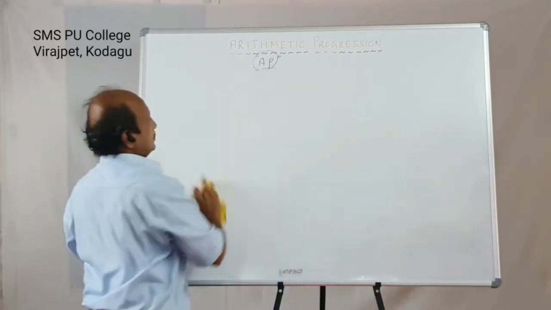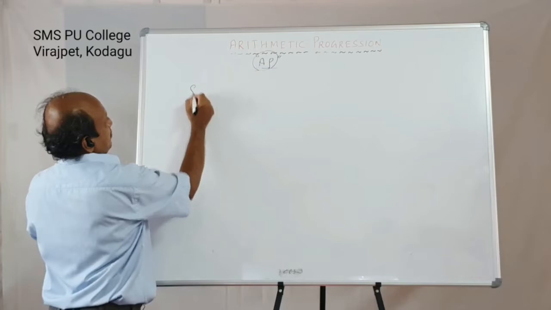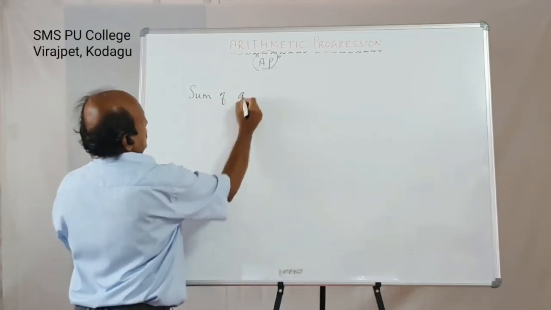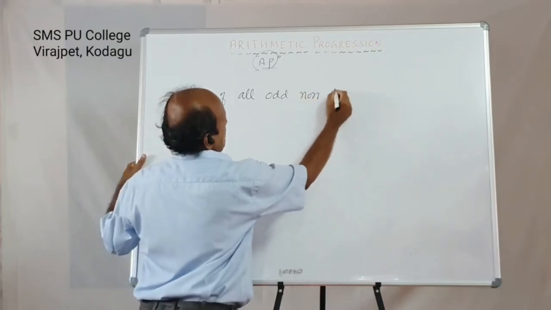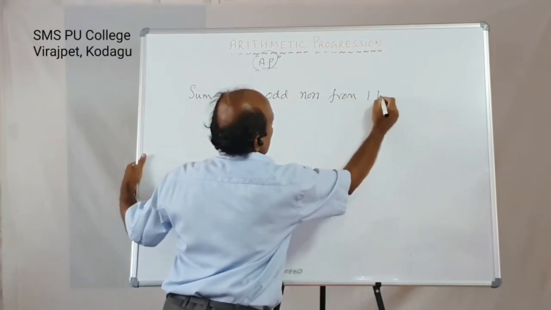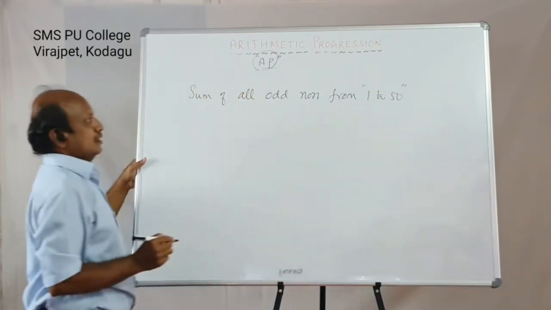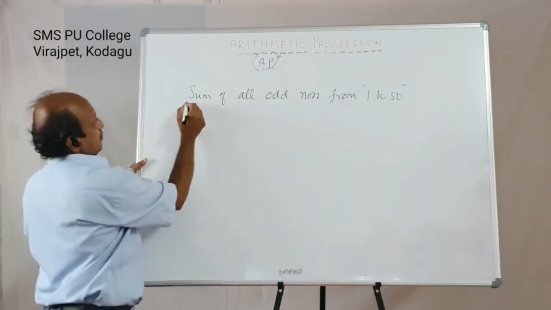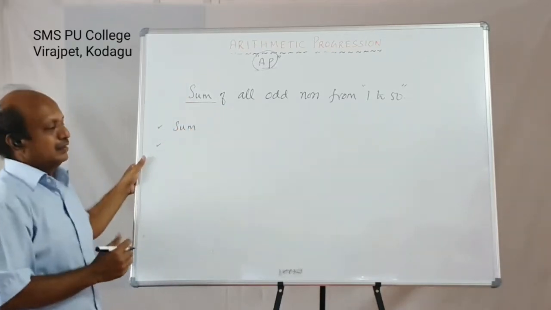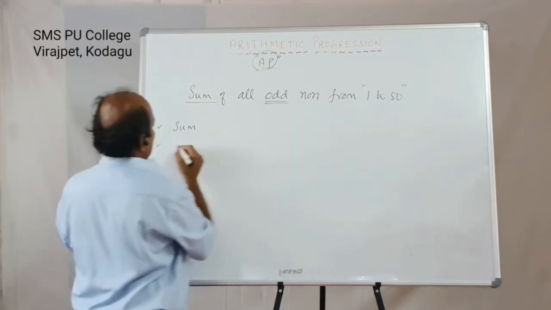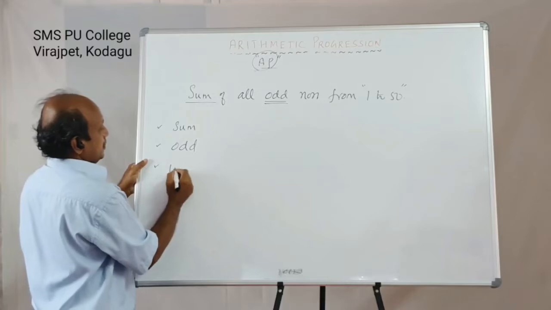Next, again let us move. The next problem: find the sum of all odd numbers from 1 to 50. Here, what are the things you have to find? The first thing is you have to find the sum. Second one, sum of what? The second one is nothing but odd numbers. Now, what is the range of these odd numbers? From 1 to 50.